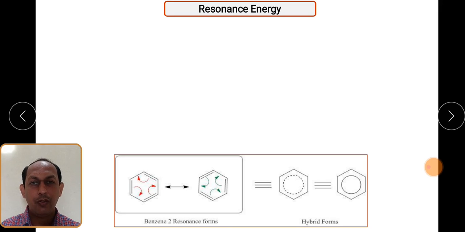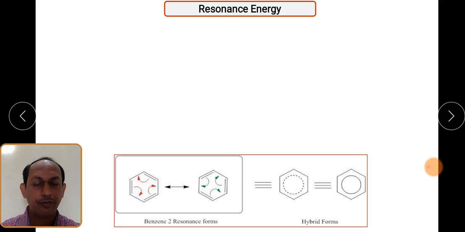This phenomenon is basically applicable to aromatic compounds, for example benzene, naphthalene, anthracene. As we know, in the case of benzene, we can write two different structures for the resonance, because these two structures are resonating structures. Resonating structures are the same structure, but they differ only in the position of the carbon-carbon double bonds.